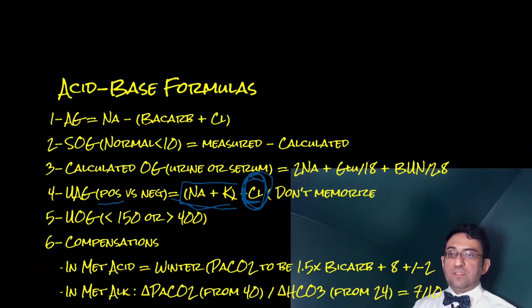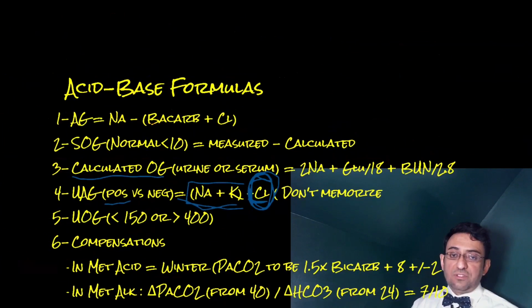Well, osmolar gap has just one simple formula for both serum osmolar gap and urinary osmolar gap, and that is measured osmolarity versus calculated osmolarity. Now, what is the formula for calculated osmolarity? For both serum and urine, the calculated osmolarity is 2 times sodium plus glucose divided by 18 plus BUN divided by 2.8. So serum osmolar gap is measured serum osmolarity minus this calculated osmolarity, and urinary osmolar gap is measured urine osmolarity minus calculated osmolarity.